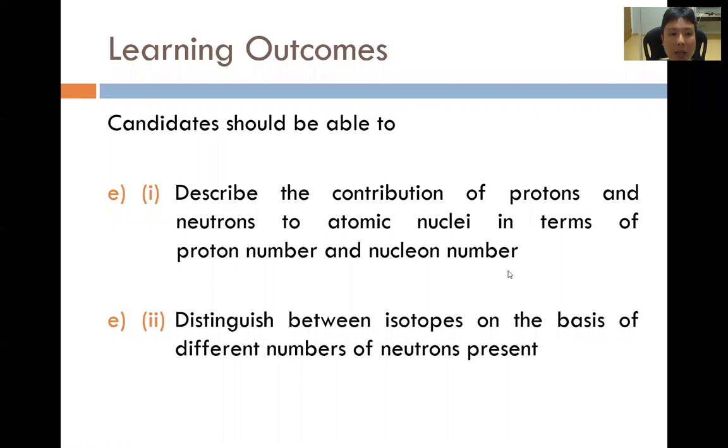Learning outcome E, on the other hand, says that candidates should be able to describe the contribution of protons and neutrons to atomic nuclei in terms of proton number and nucleon number, basically the definition for proton number and nucleon number. And E part 2 is to be able to distinguish between isotopes on the basis of different numbers of neutrons present. We will be able to define isotopes at the end of this video.